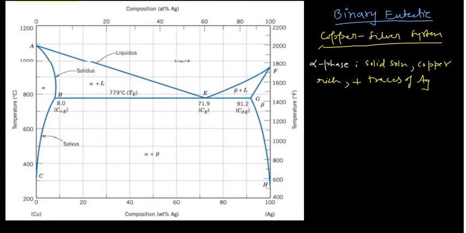So that means all along this phase you are having two components in the solid solution, which is copper, and that copper is having traces of silver. So I can write it here. See here, you can see this point A to point B. First of all, I have shown you this alpha phase.